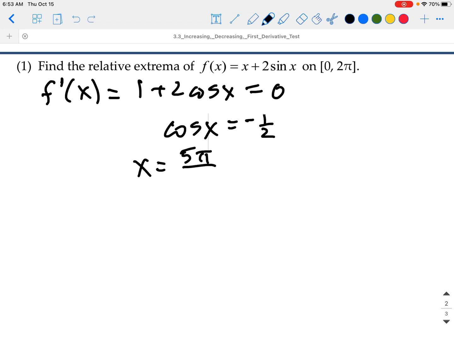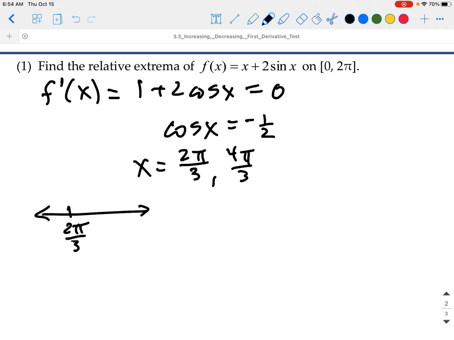Oops, sorry. 2 pi over 3 and 4 pi over 3. So those are going to be the second and third quadrant angles that will give us cosine is negative 1/2. So now we just need to test those values on our number line. So we've got 2 pi over 3 here, 4 pi over 3 here.